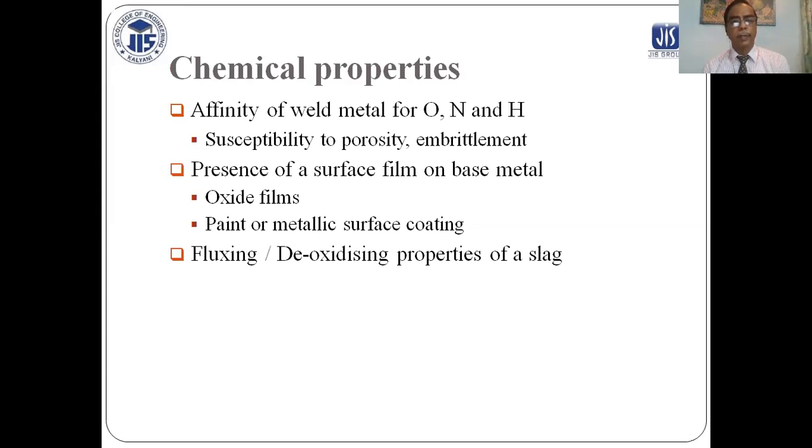Chemical properties: affinity of the metal for oxygen, nitrogen, and hydrogen, susceptibility to porosity and embrittlement, presence of a surface film on the base metal, oxide films, paint and metallic surface coating, fluxing, and deoxidizing properties of a slag.